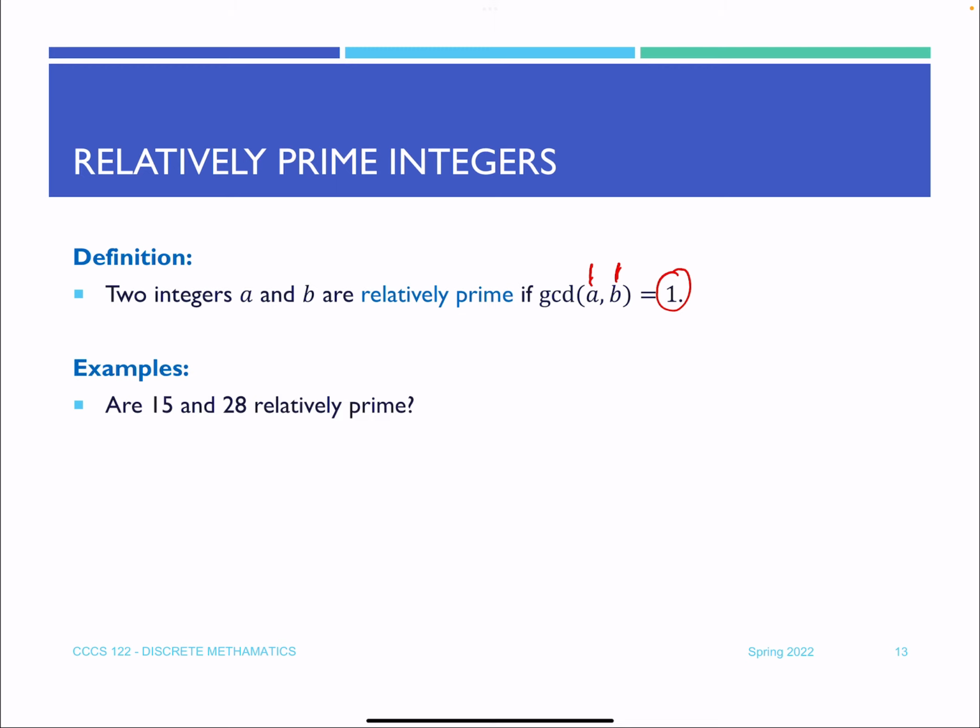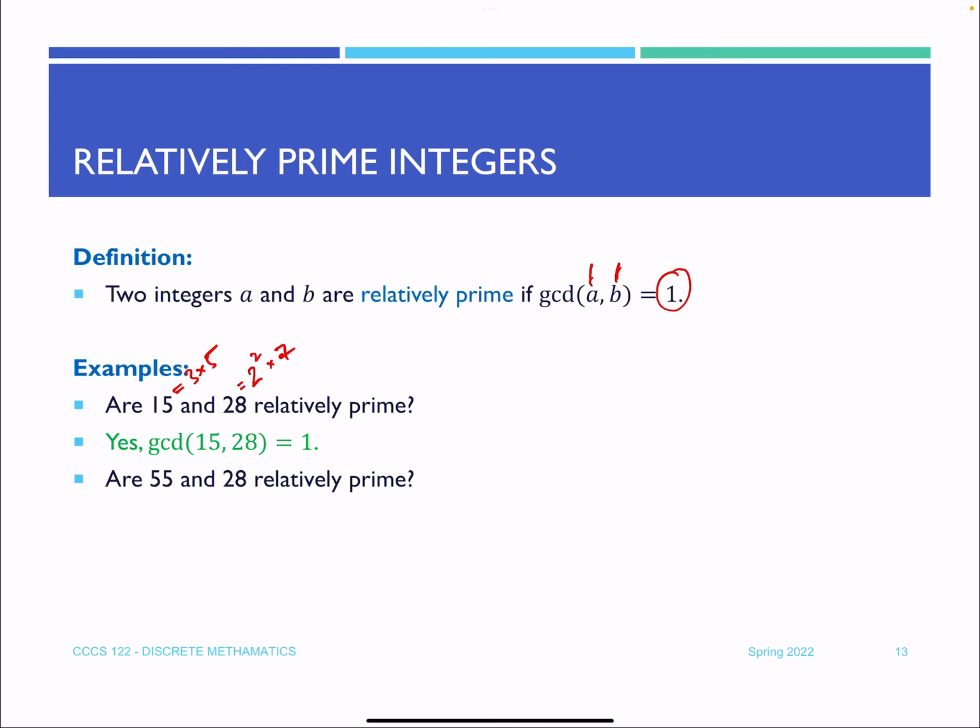Here's some examples. So 15 and 28. Neither of them is a prime number. 15 can be written as 3 times 5. 28, we already saw, can be written as 2 to the power 2 times 7. But their GCD happens to be 1, which makes them relatively prime integers.